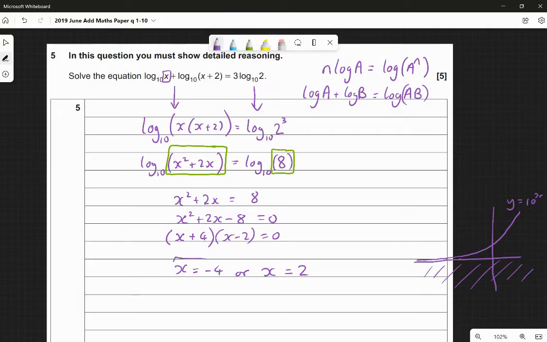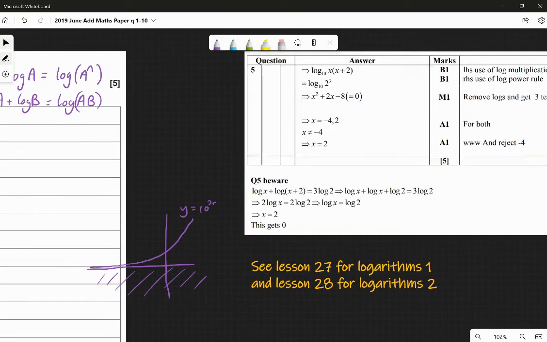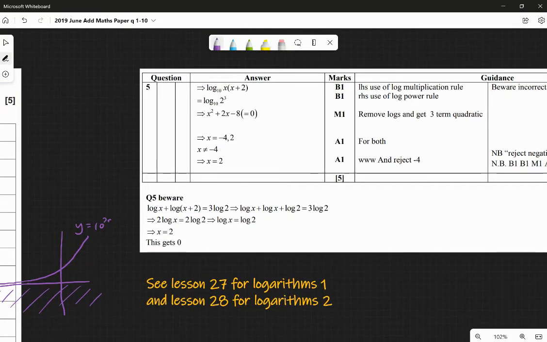And so this is not a solution. So we cross that out. We must make sure we cross that out. If we don't, we lose a mark. We have to state x is not equal to minus 4. So x is equal to 2 is our only solution to this. Okay, and let's have a look at the mark scheme. And as it shows in the mark scheme, you have to state x is not equal to minus 4.